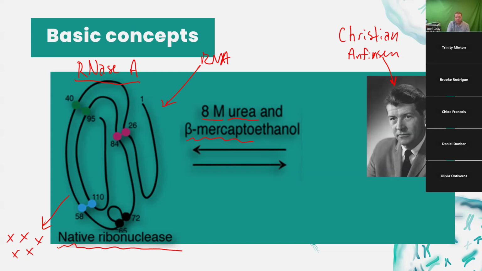And I'm going to add the beta mercaptoethanol because I know that here, here, here, and here, there's a couple of different disulfide bonds. If I don't add the beta mercaptoethanol, those bonds will remain intact. So I'm going to add the beta mercaptoethanol. I'm going to add the urea to bust up all the hydrogen bonds. I'm going to add the beta mercaptoethanol to bust up all of the disulfide bonds.